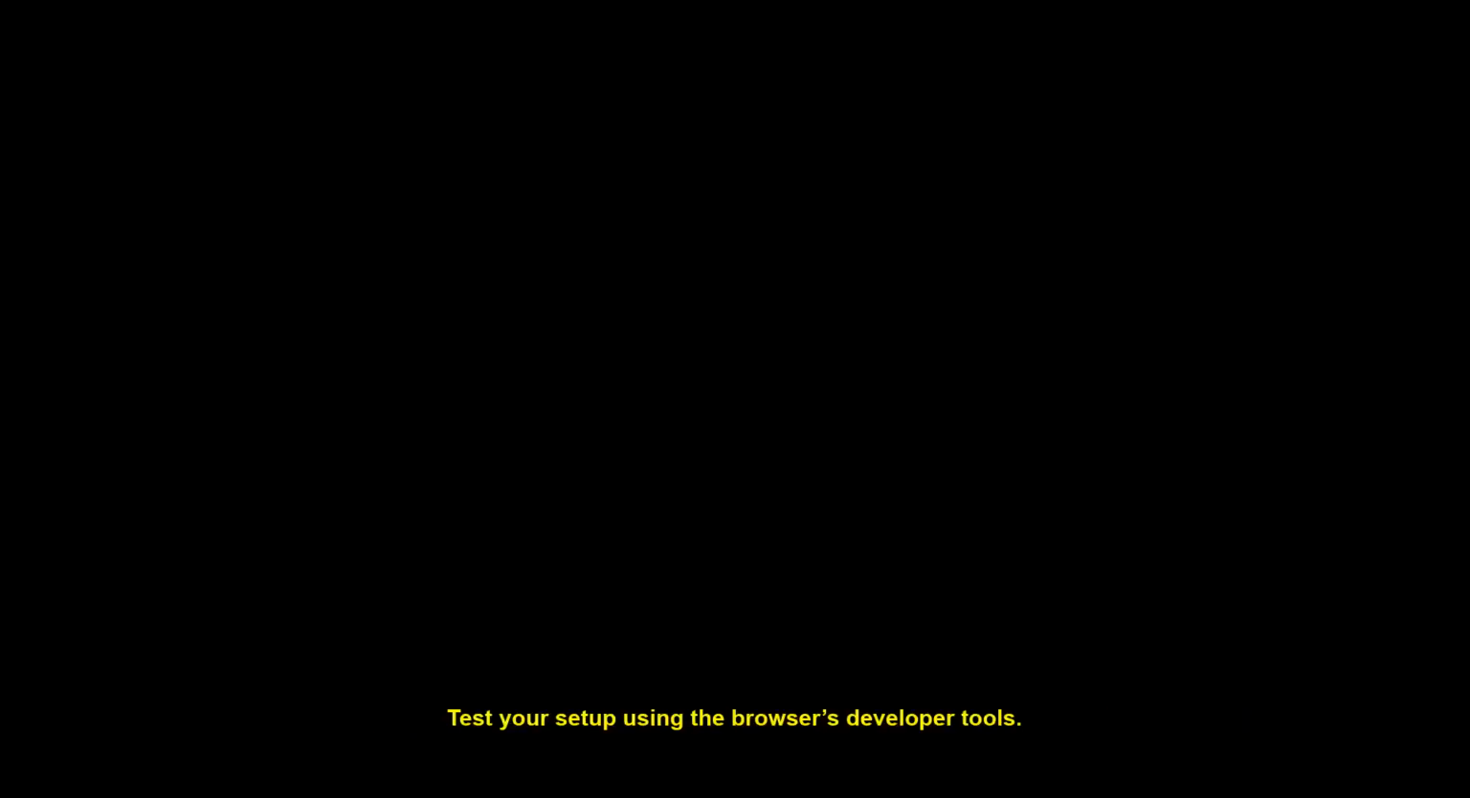Test your setup using the browser's developer tools. Open the console to check for any CORS-related errors in the Network tab. If errors occur, revisit your backend CORS configuration to ensure it matches your frontend needs. Keep in mind that while it's possible to allow all origins, it's best practice to limit access to trusted domains.